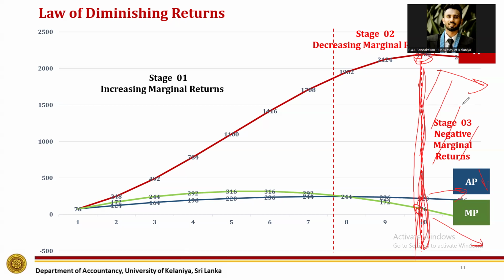If you select the optimum quantity in stage 3, you may end up with negative marginal returns. Negative marginal means that if you change by 1 unit at a time, you end up with the revenue decreasing.